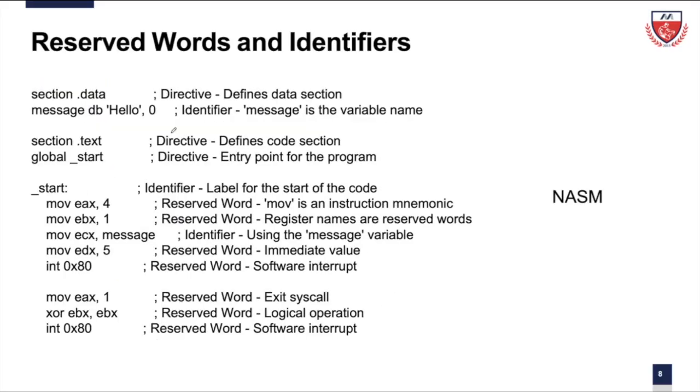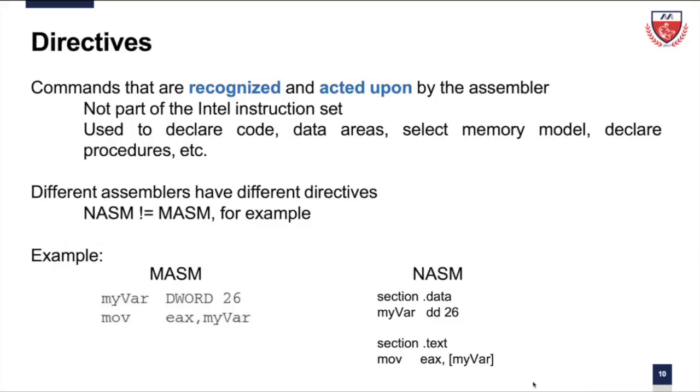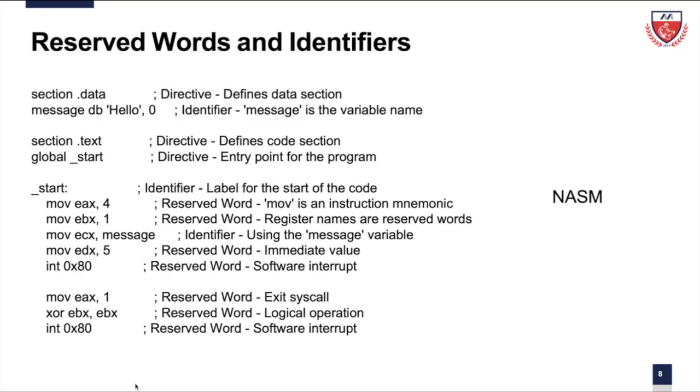For example, we can see here that the directive is section data. That's a directive and that is under NASM, no? NASM means the Netwide Assembler, okay? And MASM is the Microsoft Macro Assembler. So NASM is different from MASM. Okay? So these are directives. It's like a different programming language if we compare it to the current trend nowadays in programming languages.